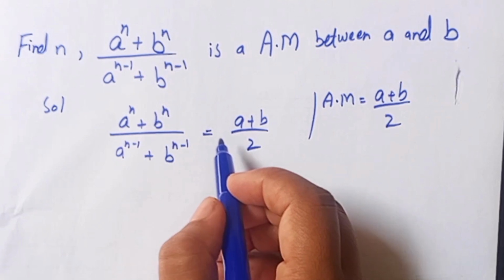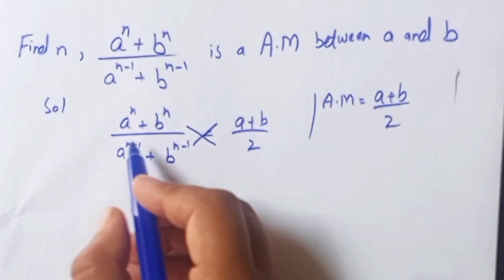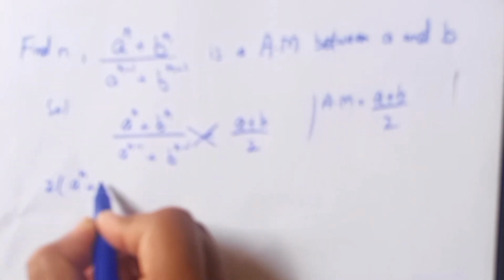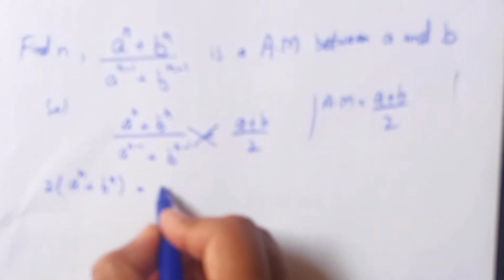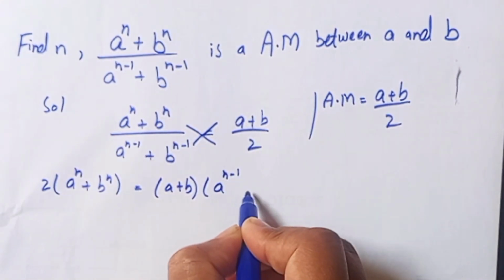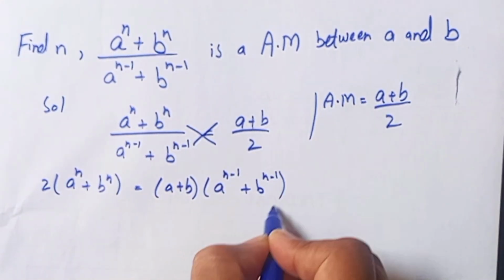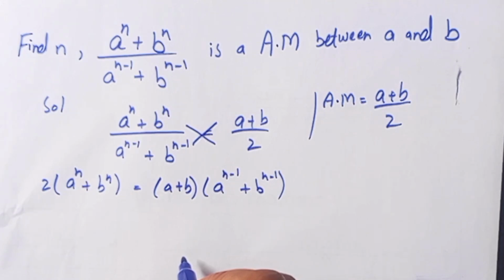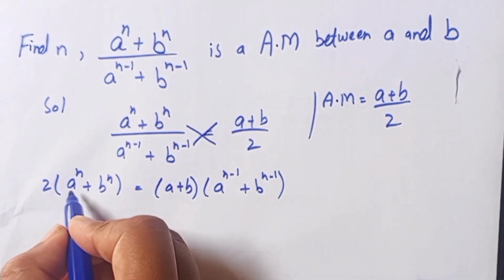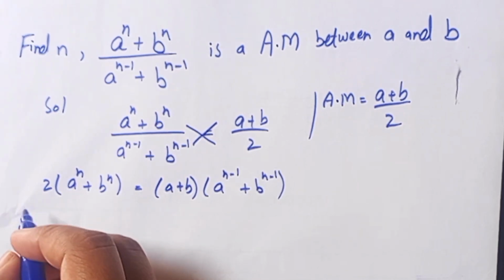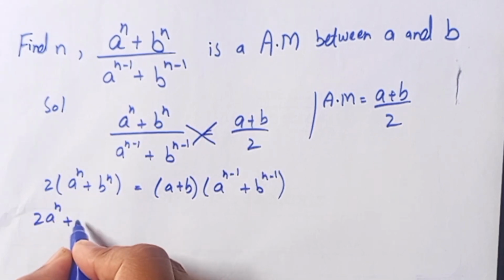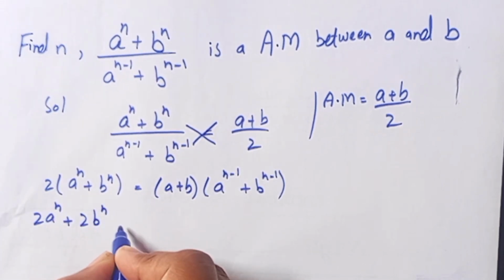Now in the next step, we cross multiply. So this is 2 times (a^n + b^n), which is equal to (a + b) multiplied by (a^(n-1) + b^(n-1)). Now in the next step, we multiply this 2 by a^n, and we get 2a^n, plus, multiplying this, we get 2b^n.